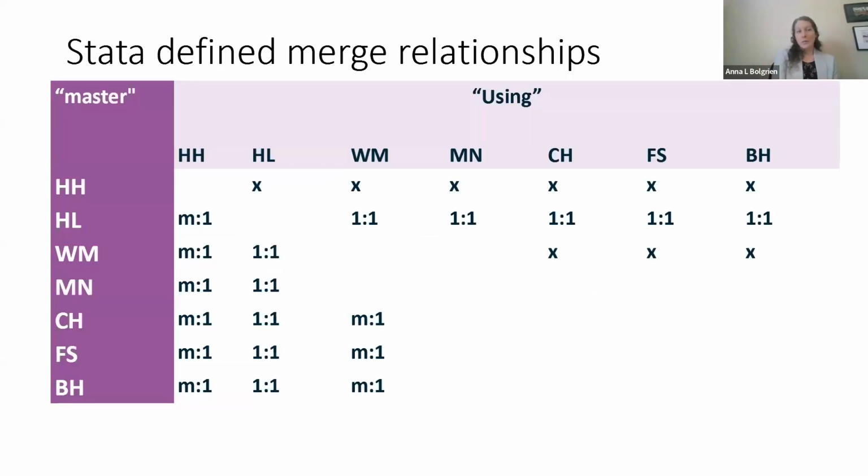This is a representation of a matrix of how Stata is thinking about these different types of merge relationships. And this image can be found on our user note on the IPUMS MICS website, where we talk through in greater detail how to define different types of relationships in Stata. So there's a lot of information here, but you can see the representation of M for many to one, or the one-to-one relationships that I was talking about earlier.